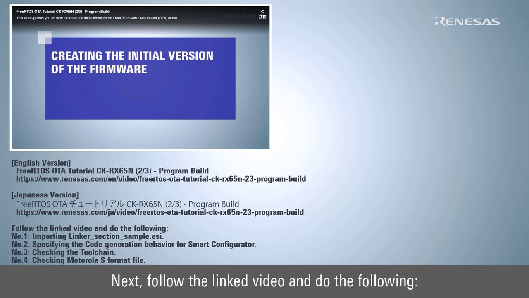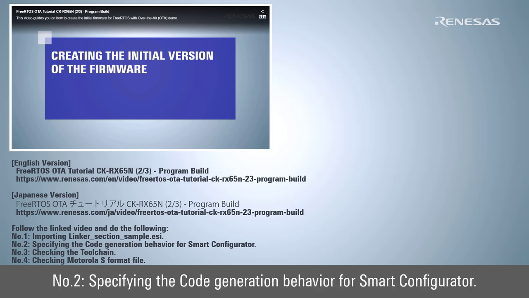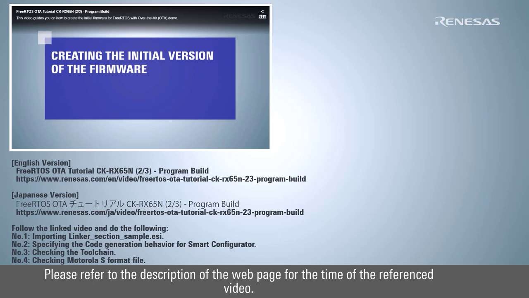Next, follow the linked video and do the following. Importing linker_section_sample.esi. Specifying the code generation behavior for Smart Configurator. Checking the toolchain. Checking Motorola S format file. Please refer to the description of the web page for the time of the referenced video.